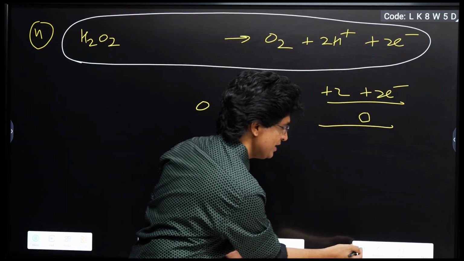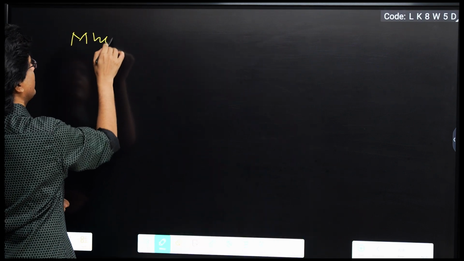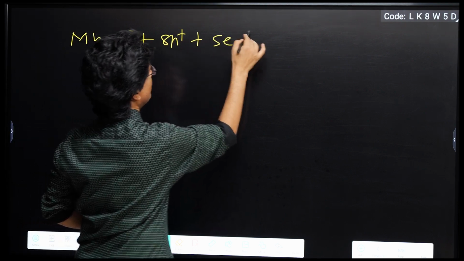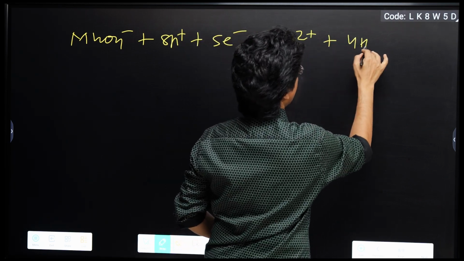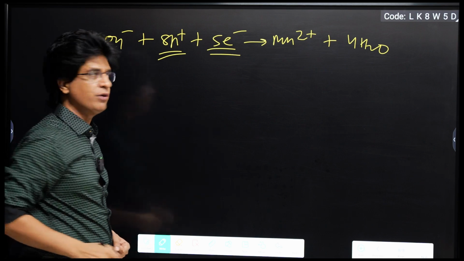Okay, so can I revise? Can we revise these 4 equations? Come on, learn with me. MnO4 negative plus 8H ions plus 5 electrons going to give you Mn2 plus. Remember that, and obviously 4H2O, balanced one. Very good. So 5 electron 8H ions, 5 electron 8H ions.